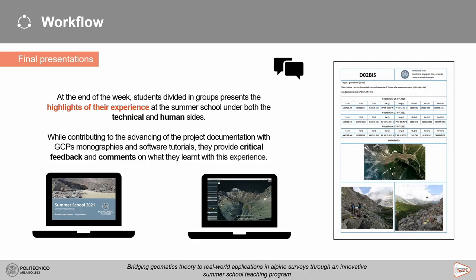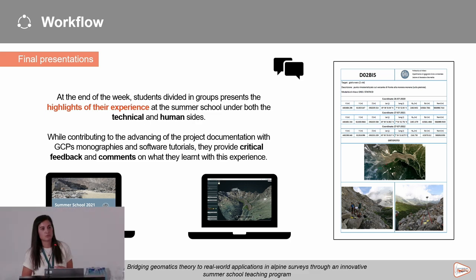And then, of course, the final presentation enhances the experience of the students on both the technical and the human side, because they can share what they learned, what the most critical aspects they faced were, and also suggest the improvements that need to be considered in the next version.